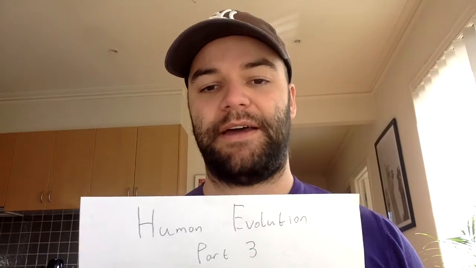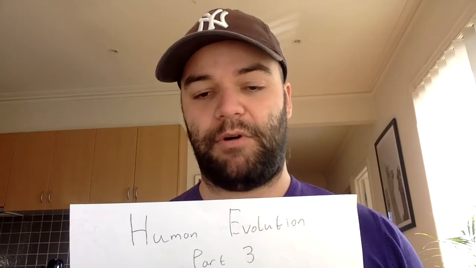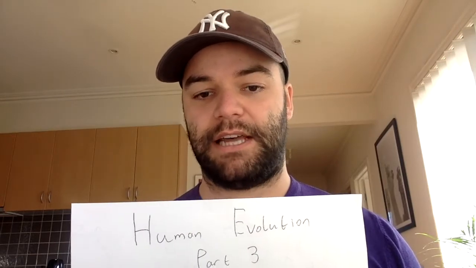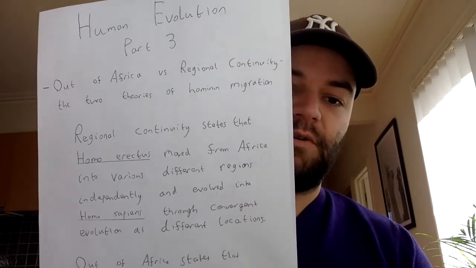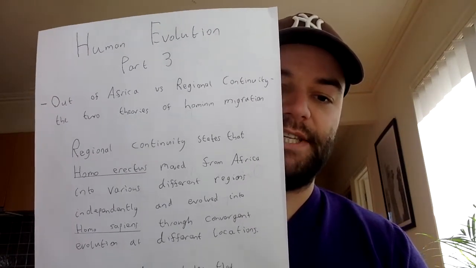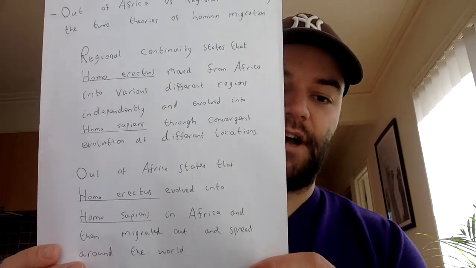Okay, guys, so this is really our final lesson on human evolution, and really that means it's the final lesson of Unit 4, Outcome 1. So, starting off, we're going to look at the two main theories of hominin migration, okay? By that I essentially mean the two main theories of how Homo sapiens came to spread out all over the world. And there are two main theories: one is the regional continuity hypothesis, and the other is the out of Africa hypothesis.